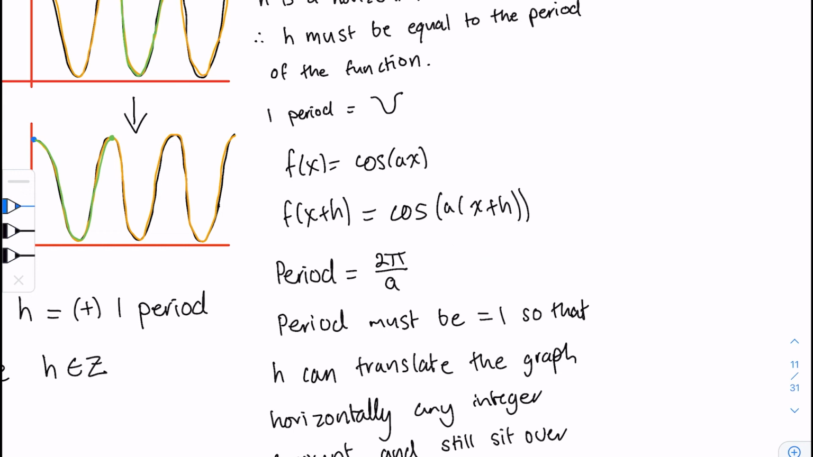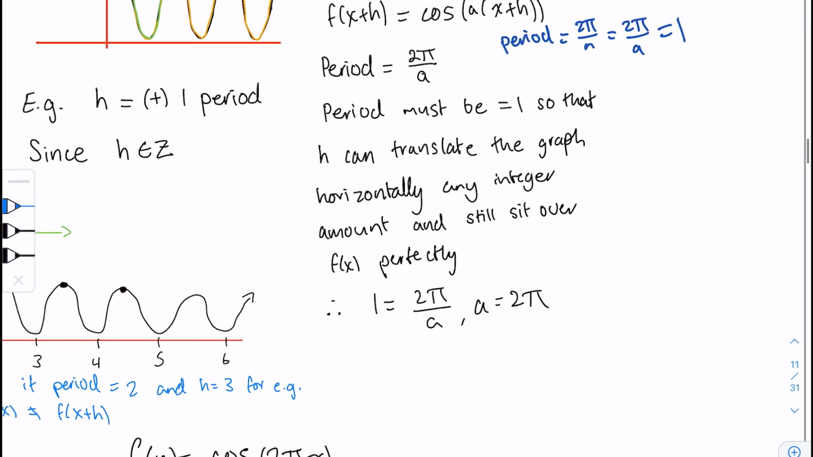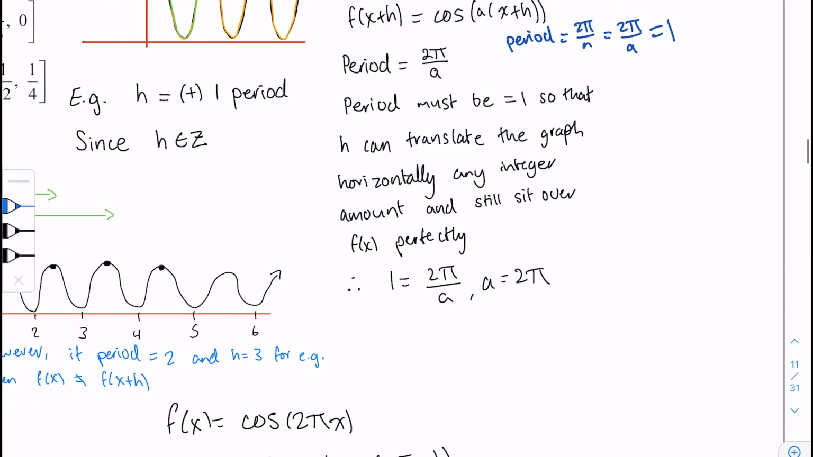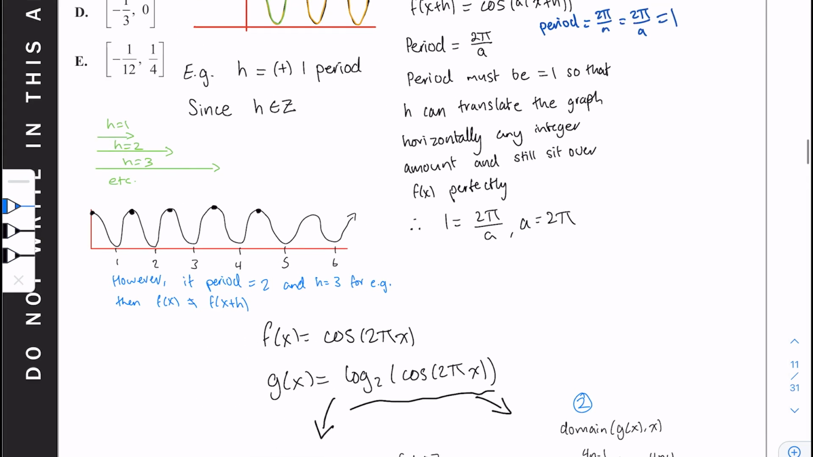So we know the period equals 2 pi on n, equals 2 pi on a, and we know that has to equal 1. And then you solve for a equals 2 pi. Okay. So now we have cos of 2 pi x.